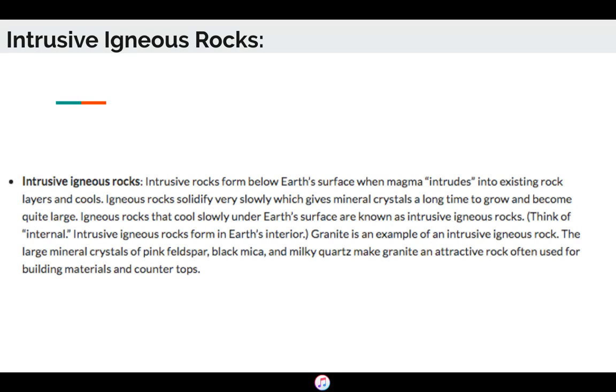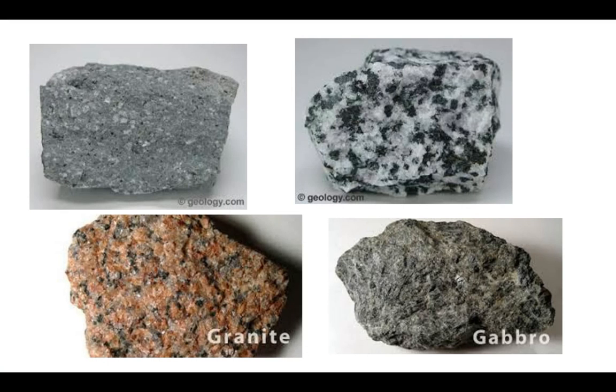So what are intrusive igneous rocks? Intrusive igneous rocks are rocks formed below the Earth's surface when the magma intrudes into existing rock layers and cools. So the main point of it is this is happening within the Earth. So it's not above the crust of the Earth, it's inside, and it's the same concept where the magma is cooling. Granite is an example of an intrusive igneous rock. The large mineral crystals of pink feldspar, black mica, and milky quartz make granite an attractive rock often used for building materials and countertops. So this is some examples of what intrusive igneous rocks look like.